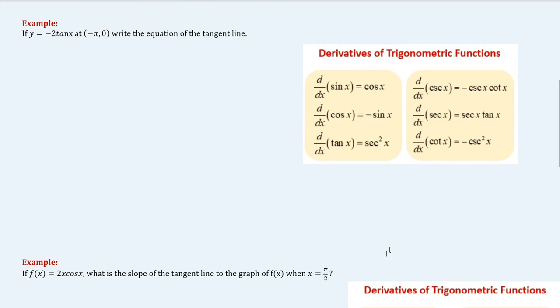For our second one, we're going to write the equation of the tangent line. So if you remember, the equation of the tangent line is y minus y1 equals m times x minus x1. And in order for us to find our slope, we have to find the derivative and then plug the x value in. And then we're actually already given the coordinate point. So all we need to do right now is find the derivative of negative 2 tangent. So the derivative of negative 2 tangent would be dy over dx equals negative 2. The derivative of tangent is secant squared.